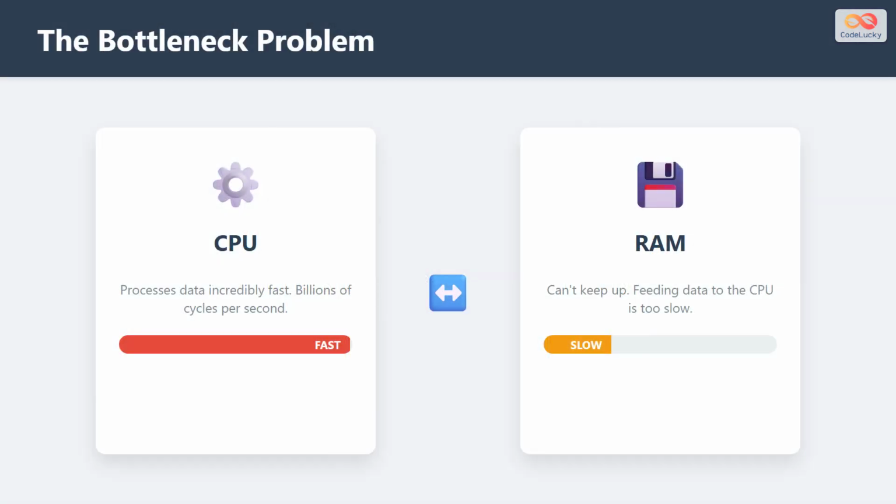First, let us understand the problem we are trying to solve. There is a significant speed difference between the central processing unit, or CPU, and the main memory, or RAM. The CPU is incredibly fast, capable of executing billions of operations per second. However, the memory is relatively slow. The CPU often spends a lot of time just waiting for data to arrive from memory. This performance gap is known as the von Neumann bottleneck.